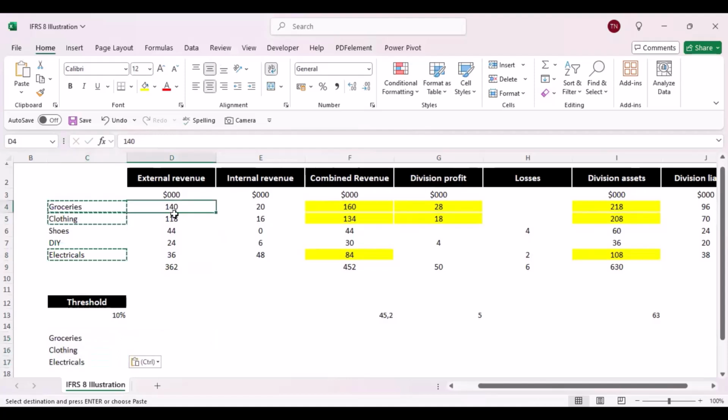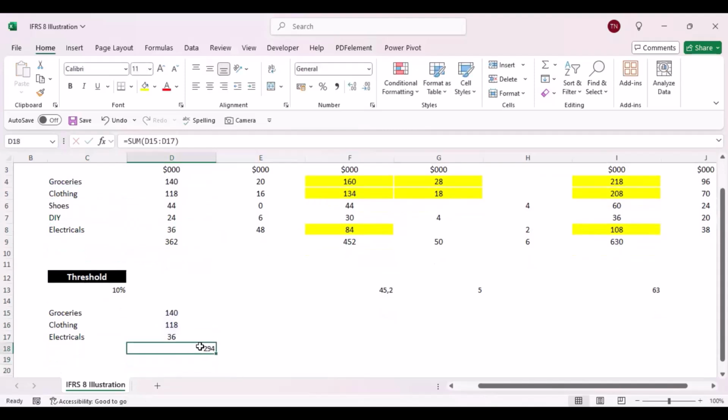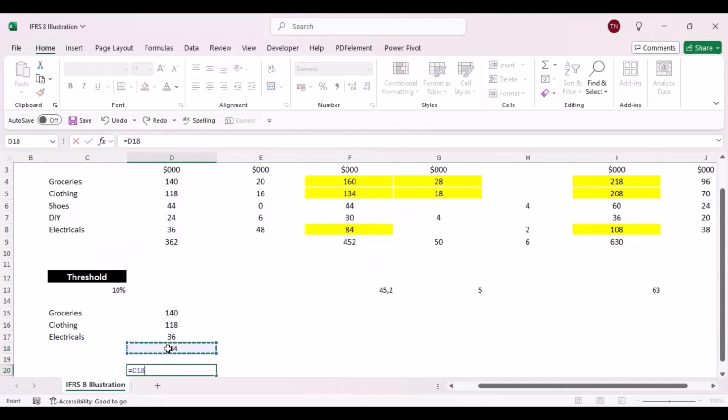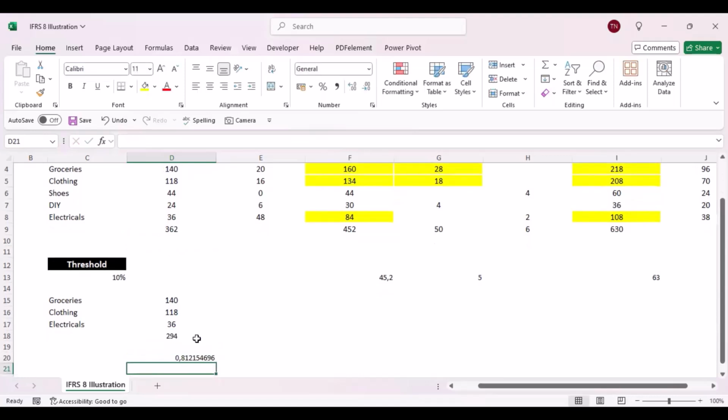Then let's take their external revenue. So the external revenue is 290.94. We take the 294, we divide with the 362. That's 81%. So it's also meeting the secondary criteria.